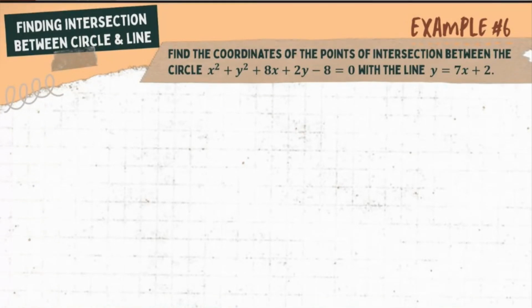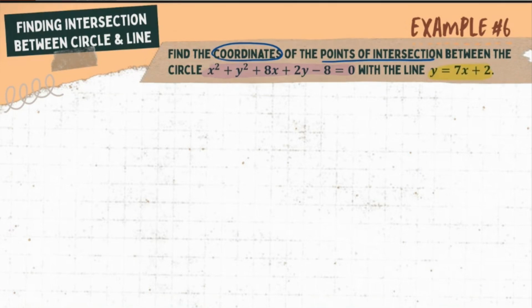Let's look at intersection antara circle dan juga line. Intersection point antara circle dan juga line. Okay, so here find the coordinates of the points of intersection. So dia minta jawapan dalam bentuk coordinates between circle. So kita ada circle yang pertama, this one, and a line y equals to 7x plus 2.